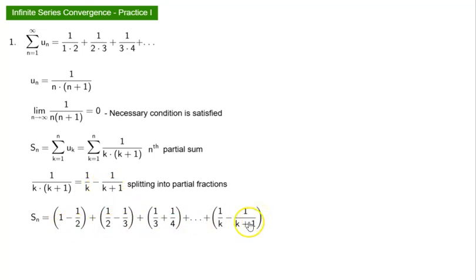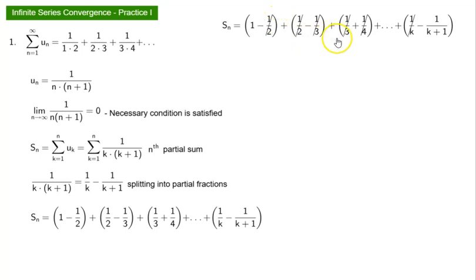Now here you will notice this is a telescopic sum. That means there will be a lot of cancellations. So let's carry out the cancellations. What are we left with? We are left with 1 minus 1 by k plus 1. So S sub n is equal to 1 minus 1 by k plus 1.